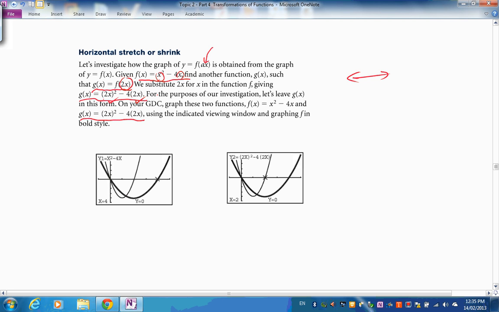And you can do that on the calculator. So x squared take 4x is this one. Sorry, I made a mistake there. This one here, the black one, is x squared take 4x, the dark one. And then when we stick 2x in there, we get this function here. So here's a repeat. This is the original function. This is the image.